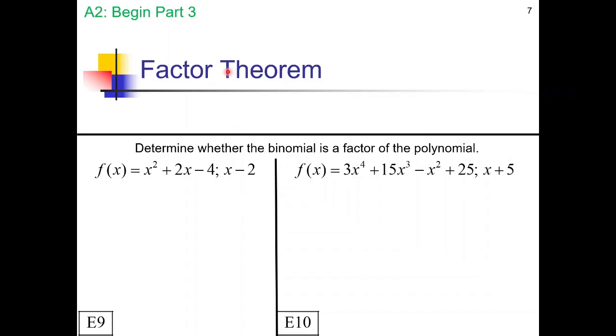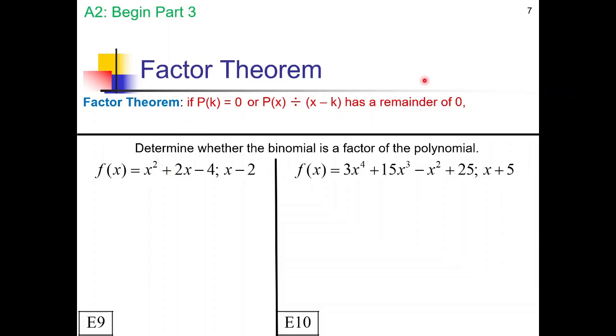So the factor theorem is what's going to help us out here. The factor theorem says if p of k equals 0, if I plug some number into this polynomial and I get a result of 0, or, saying the same thing, if I divide a polynomial by a binomial, like f of x by x minus 2, and I get a remainder of 0, we know that these are the same thing, by the way, from the remainder theorem. If either of these two things happens, then that means that this binomial, x minus k, is a factor of the polynomial, f of x.